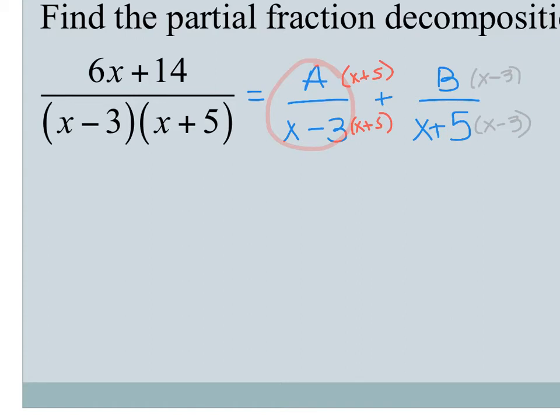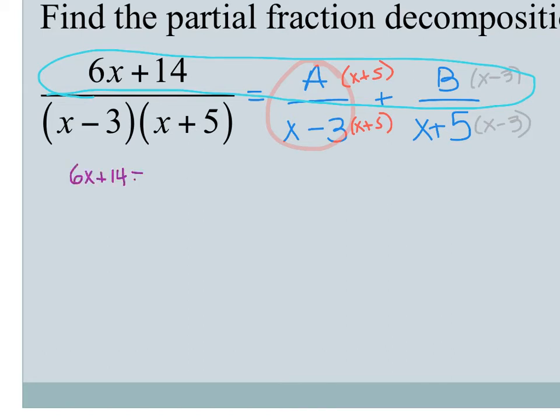Now, what's true about all the denominators straight across? They're all the same, right? Once you get to the point that all the denominators are the same, you can literally, for the time being, ignore your denominators and just grab your numerators. So I have 16x plus 14 equals A times x plus 5 plus B times x minus 3.